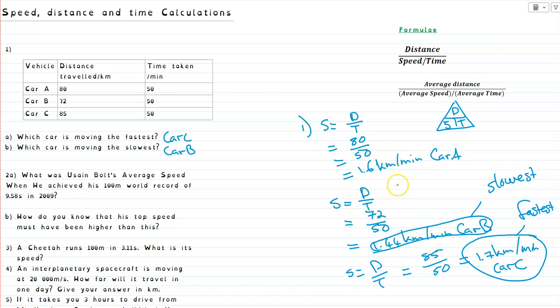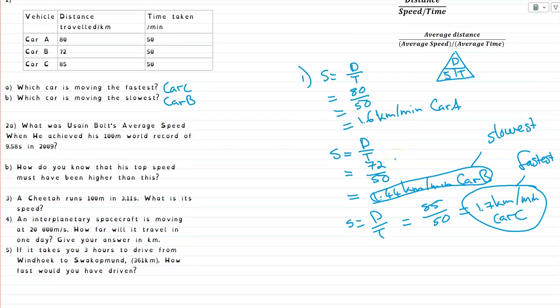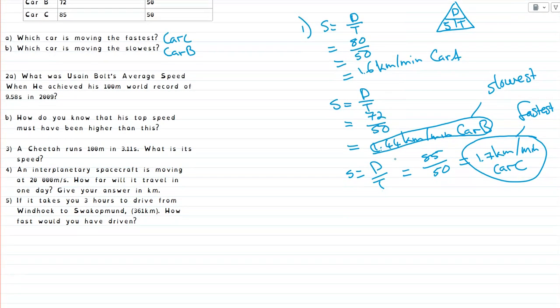So you can just work out all the equations, and remember to write out your formula, and remember to write out your units, because if your units are not there, then your answers would be incorrect. Doesn't matter if the number is correct. Okay, so write out the unit of measure. Let's go to question number 2.